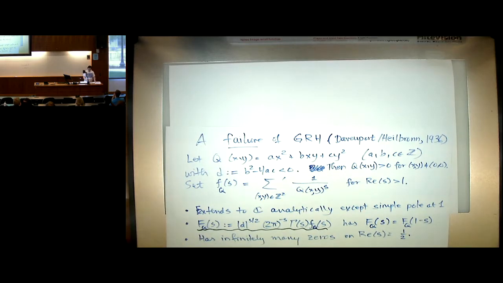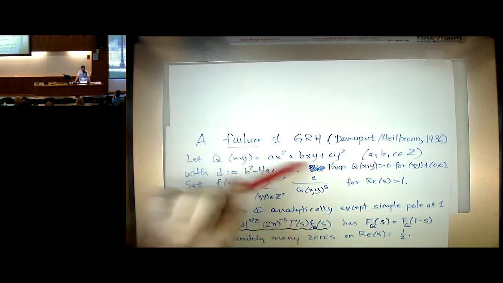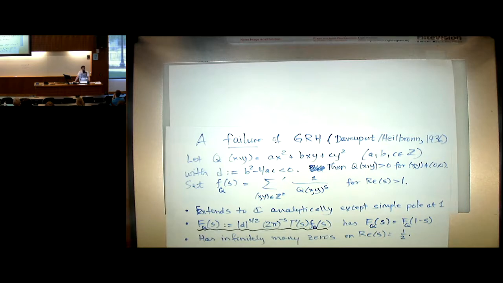This was a result of Davenport and Heilbronn, following upon work of some earlier British mathematicians. Let Q be a binary quadratic form, aX² + bXY + cY², where a, b, and c are integers and the discriminant, b² − 4ac, is negative. The standard example is X² + Y², or X² + 2Y², X² + 3Y², X² + 5Y². They all have negative discriminant. That makes the values positive. We call these positive definite quadratic forms. They're positive away from, of course, (0, 0).